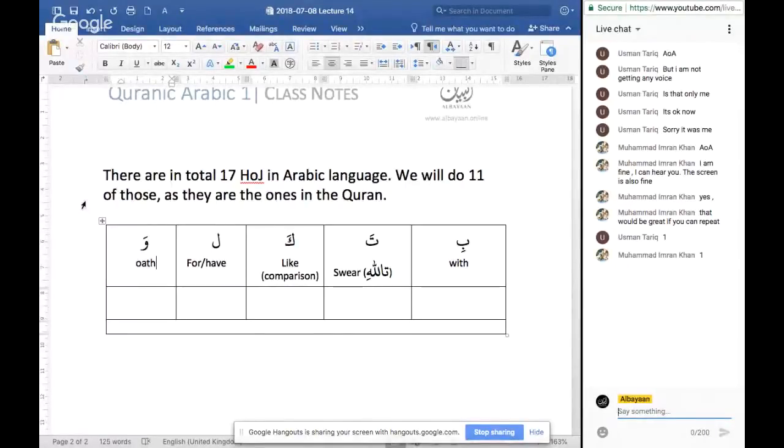Okay, inshallah. Let's say it 5 times together, and then I'll move forward. Bismillah. Ba, ta, kaf, lam, waw. Ba, ta, kaf, lam, waw. Ba, ta, kaf, lam, waw. Ba, ta, kaf, lam.